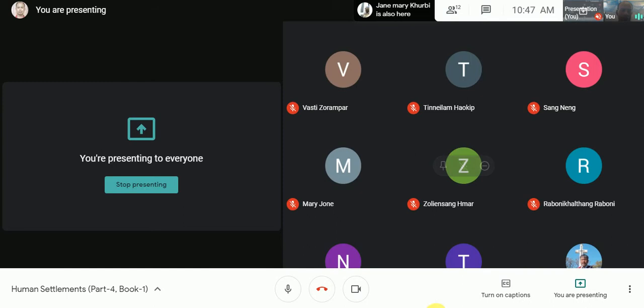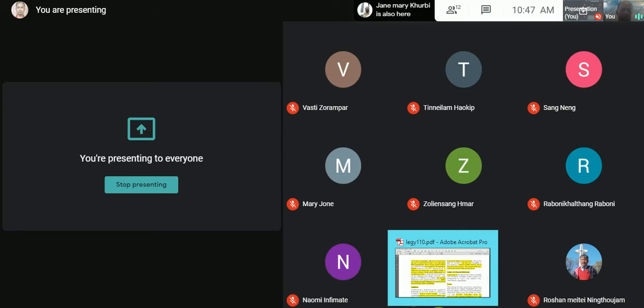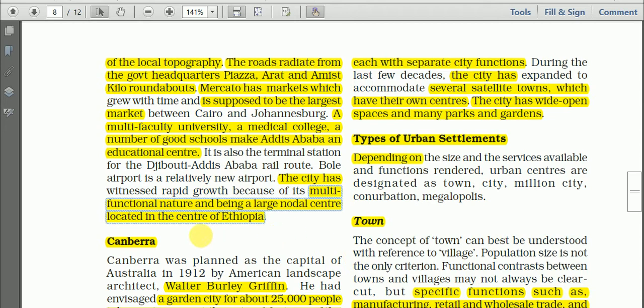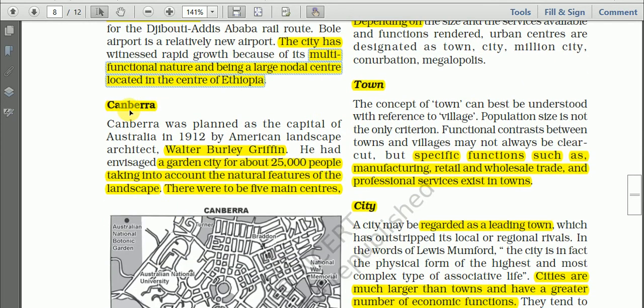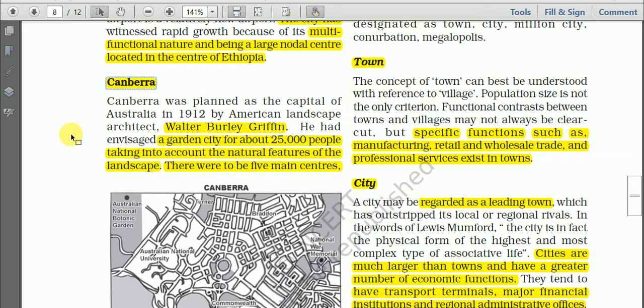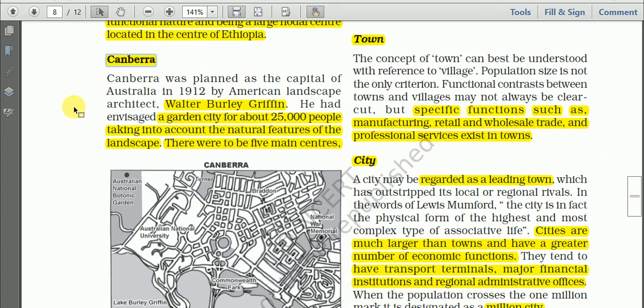Nobody is responding. Okay, let us take up another city: the morphology of Canberra. Canberra is the capital city of Australia, and it was planned in the year 1912 by the American landscape architect Walter Burley Griffin.